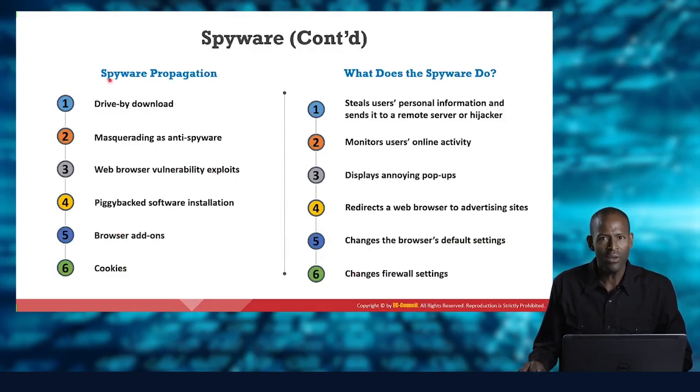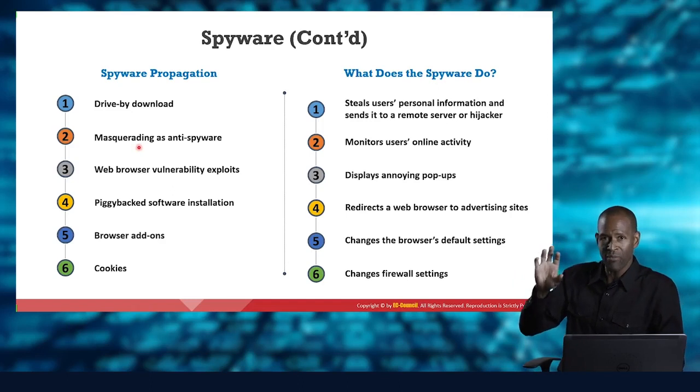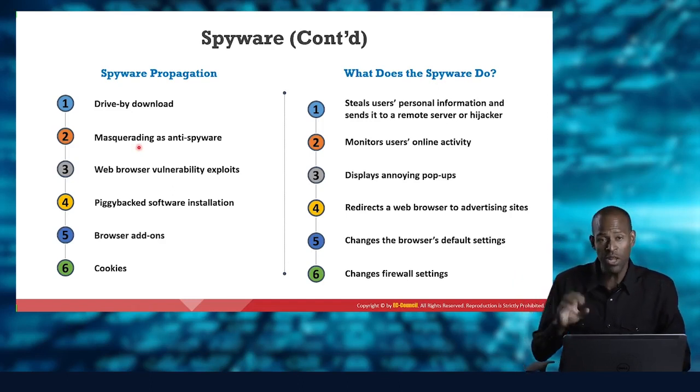How do you get it? How do you get spyware? Well, you could do a drive-by download. So you go visit a site, and just by visiting the site, you get the spyware. Or you go to a website, and on the bottom right-hand corner of the screen, it could say, you've been infected. Click here to clear the infection. And then the user clicks there, and guess what? They get spyware installed on their system.